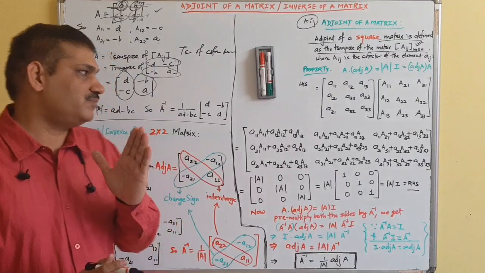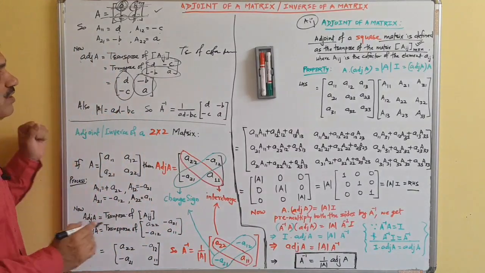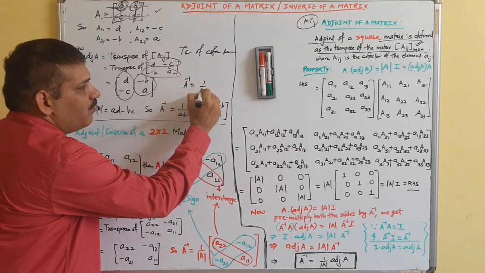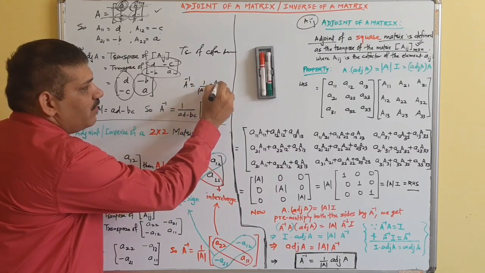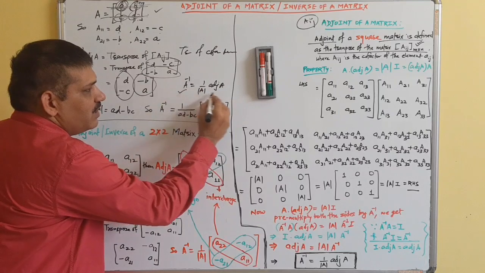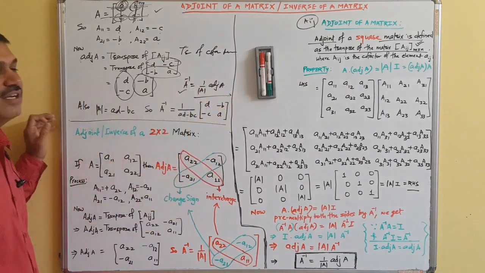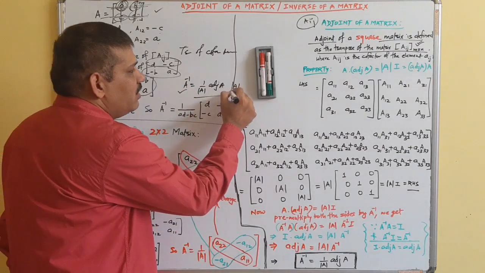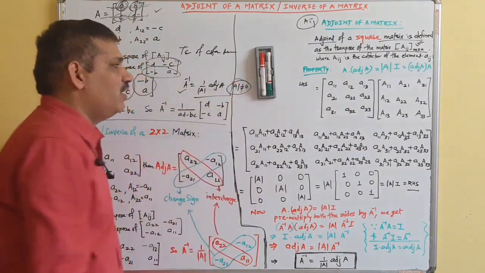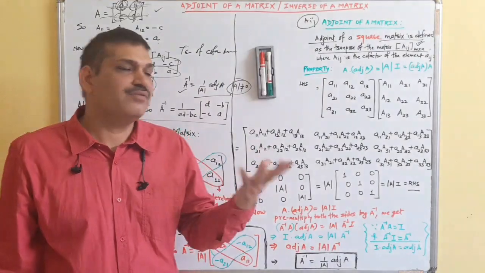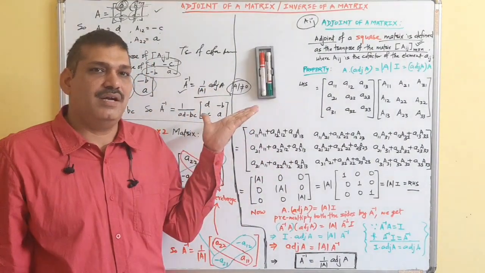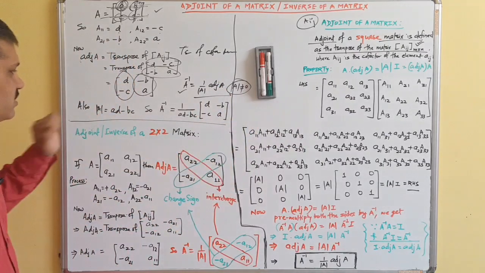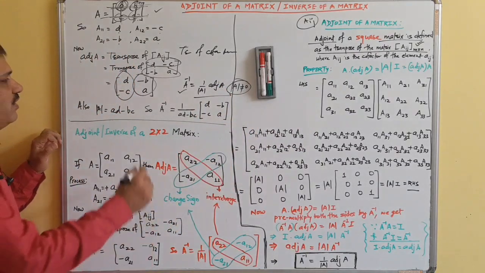Now let's talk about the inverse of a matrix. A inverse is equal to 1 upon determinant A times adjoint A. The inverse of A is given as adjoint A divided by determinant of A, provided that determinant A is not equal to 0. If determinant A is not equal to 0, then only the matrix is invertible. We'll talk about it at a later stage. Right now we are trying to find the inverse.